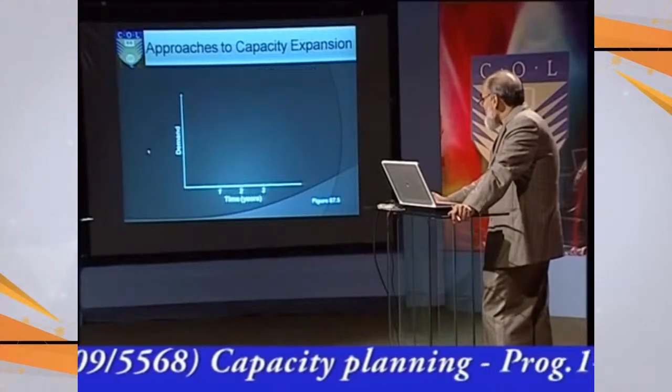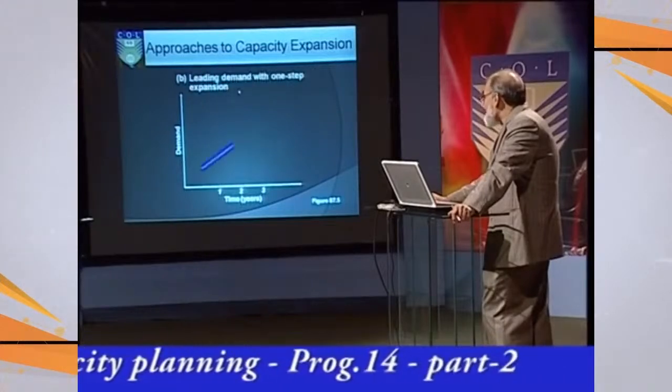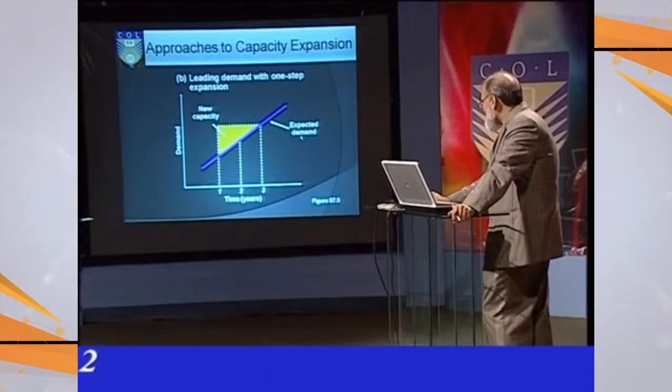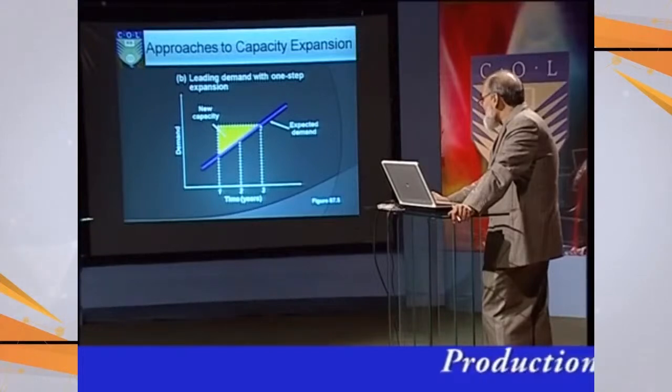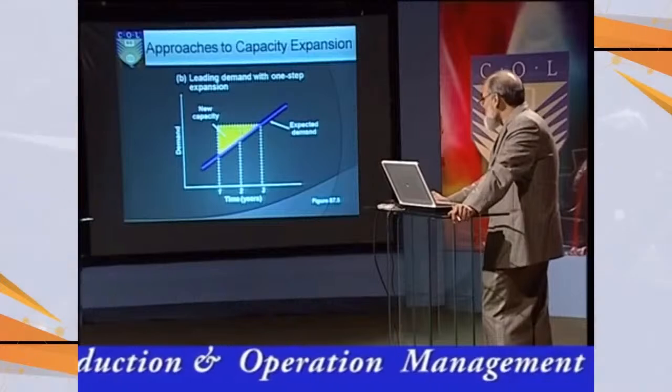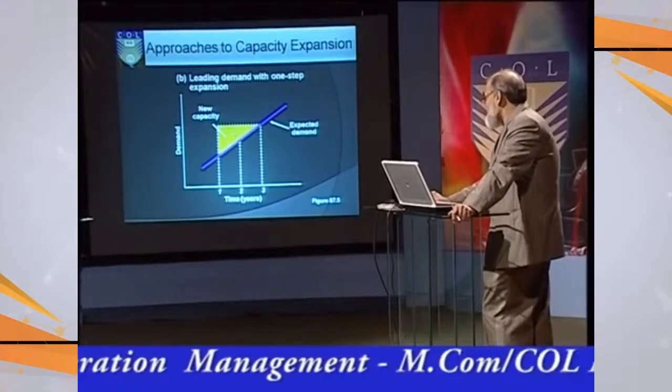The second method is leading demand with one-step expansion. Let's say, again, we have this expected demand at year 3 is this much. Rather than creating two different steps, we create capacity in a single go. Looking at our expected demand at year 3, we will create this much capacity. This is leading demand with one-step expansion.